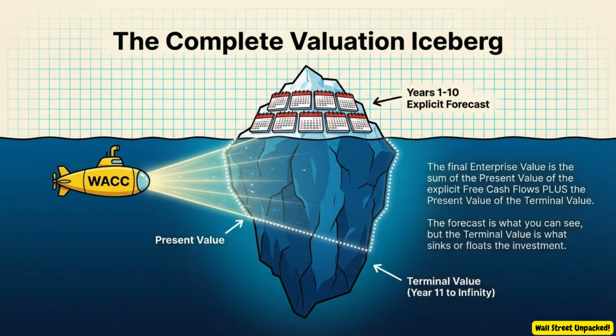And now, the grand finale. To get the company's total enterprise value, you simply add the two big pieces together. The present value of all those individual cash flows from your forecast, plus the present value of your terminal value. And just like that, you've done it. You've built a complete DCF valuation.